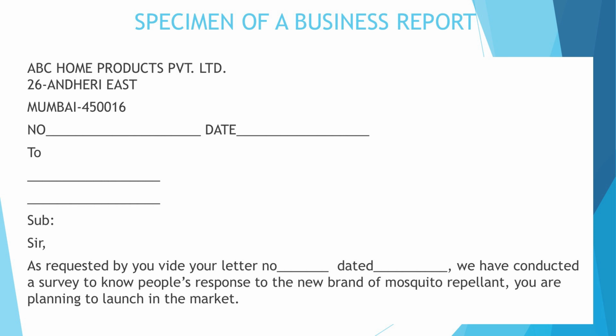I am reading out the specimen for you, a specimen of a business report. This is a business report which has been submitted before ABC Home Products Private Limited, 26 Andheri East, Mumbai. Then the number is given, the date is given. Then the person before whom you are submitting the report. Below that we have written subject, and let us go to the content of the report. So, what have I written here? Remember, you have to reproduce almost identical things while writing a report.